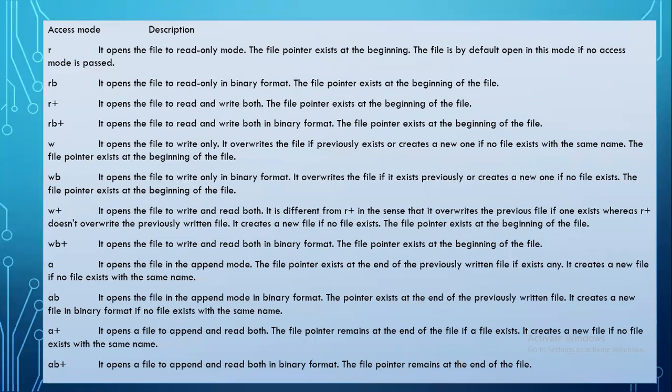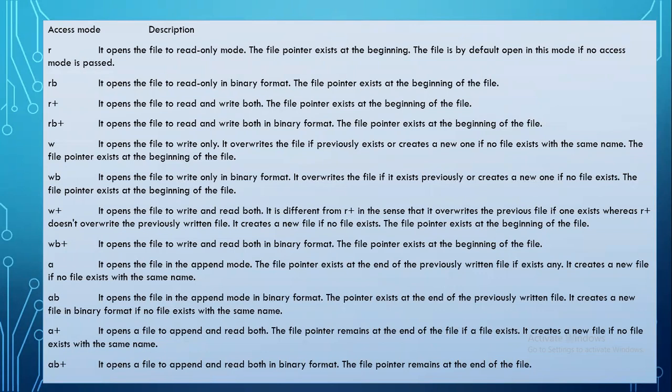Okay. It is opening the file for writing mode and reading mode. Both we can do with the single object. But first, the writing operation we have to perform, then only the reading operation. In R plus, first it is reading, then writing. In that way. WB plus, it is indicating what? Writing and reading both in binary format.